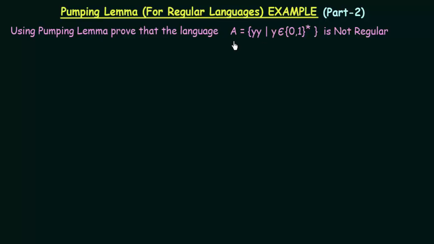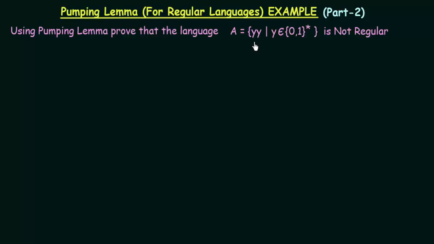The language that we are given is this one, A, which is equal to YY for all Y belongs to {0,1}*. {0,1}* means the set of all strings that can be formed using the symbols 0 and 1. So let us first try to understand why this language is not regular. This language is of the form YY, which means that the first part of the string should be the same as the second part of the string. So any strings whose first half is equal to the second half will lie in this language.